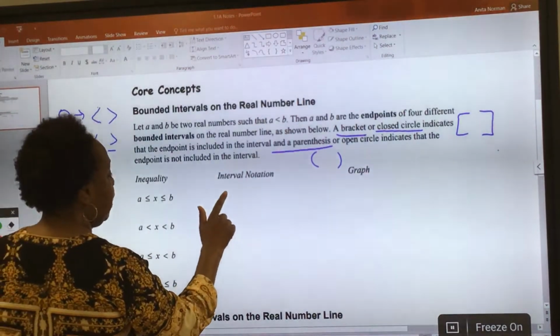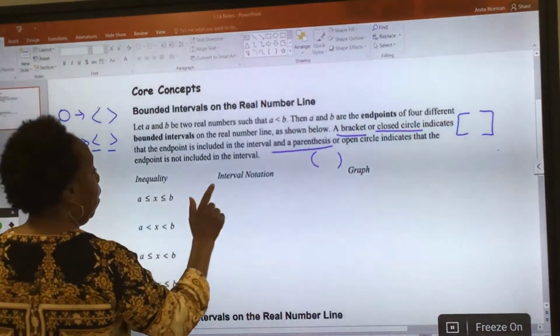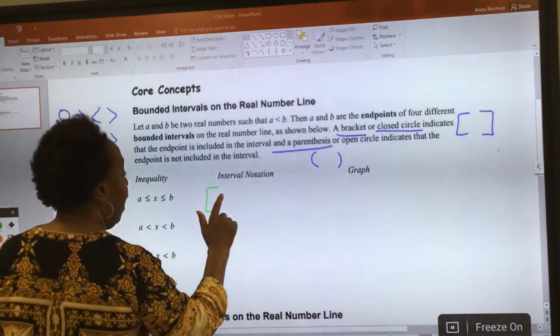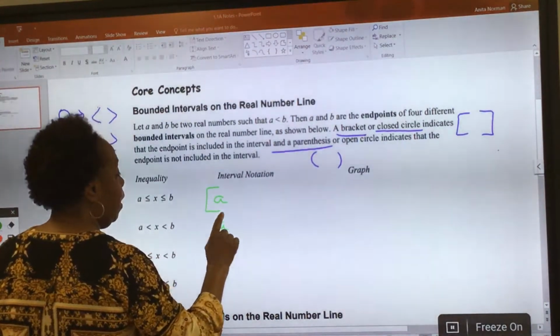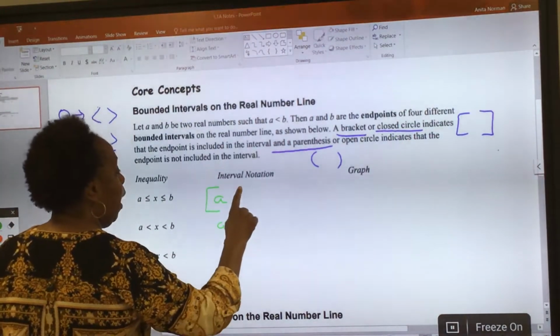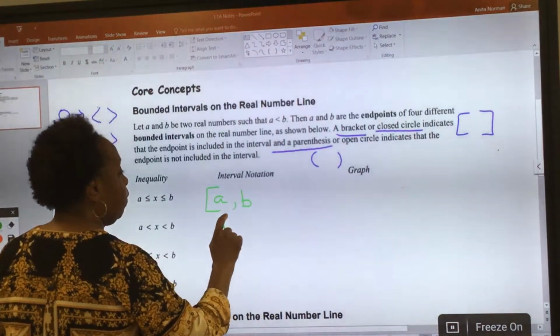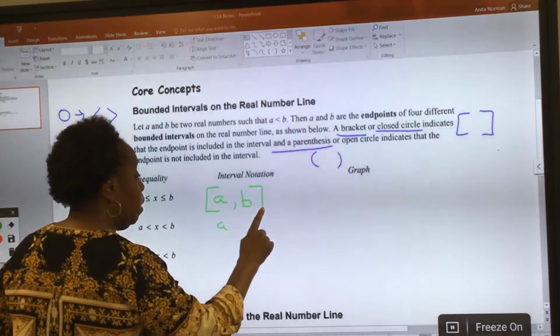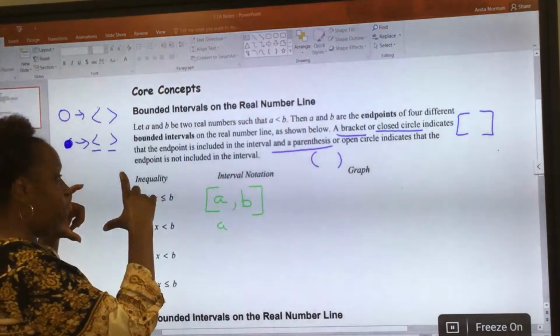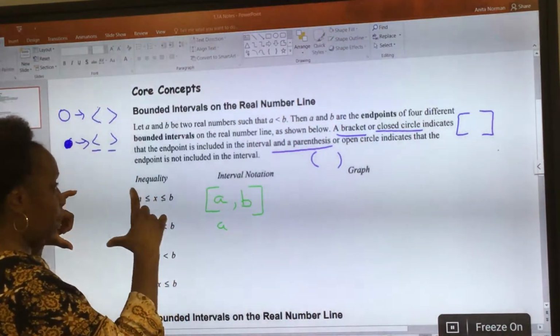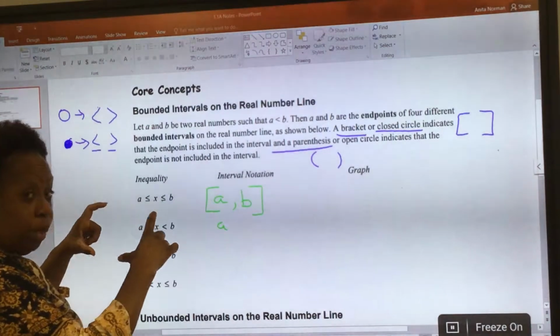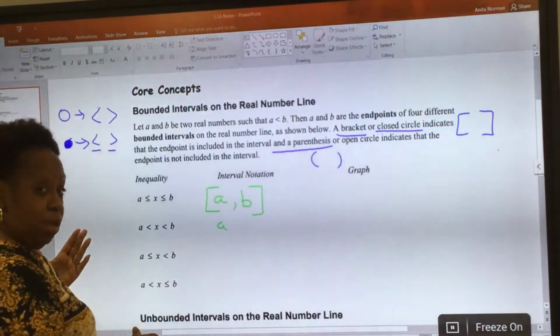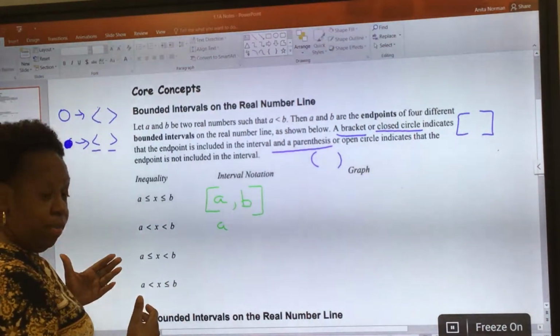Let's try that one more time, guys. Let's have a bracket and an A. And then we have a comma, and then a B. And because this also is less than or equal to, we use a bracket. That's on both ends. Bound. The x is in between two numbers. It's less than one number and it's greater than another number, okay?